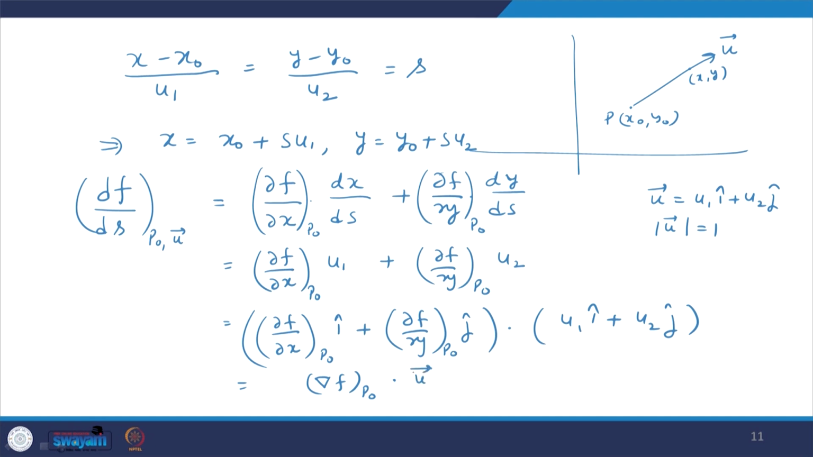So, we can say that if the first order partial derivatives of the function exist, then the directional derivative of f at a point p naught in the direction u is nothing but the dot product of the gradient of f at that point with the unit vector along that direction, the direction in which we want to find the directional derivative of f.